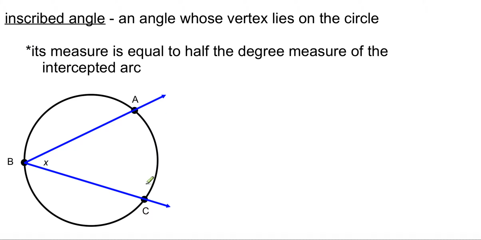The second type of angle we're going to look at is the inscribed angle. And an inscribed angle lies on the circle. So you can see here, angle ABC, vertex B is on the circle. Well, the measure of an inscribed angle is equal to half the degree measure of the intercepted arc. So here I've got the angle labeled as X, and it is equal to half the measure of arc AC. Now that's one example of an inscribed angle. Let me show you another.